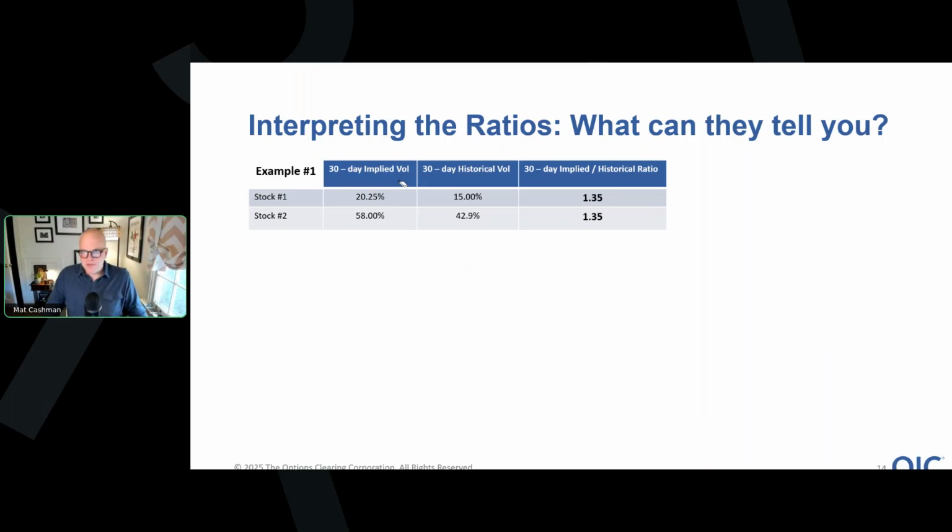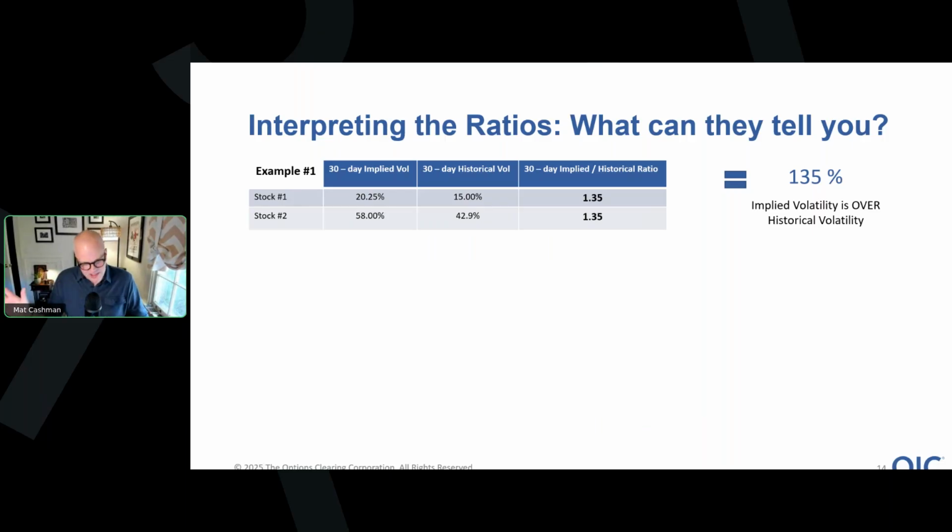We have a 30-day implied vol of 20.25 and a 30-day historical vol of 15 for stock 1. And then we have a 58 and a 43 for stock 2. These are both 30-day numbers. One of them is looking forward, implied vol. One of them is looking backward, the 30-day historical vol. What do we get here? We get the same ratio, a 1.35. That essentially means that the implied volatility is 135% of the delivered volatility for that same amount of time.